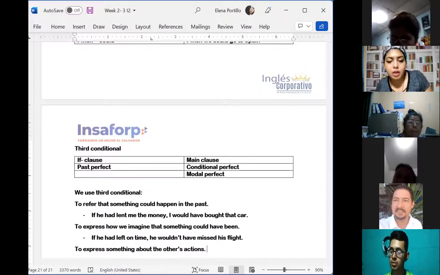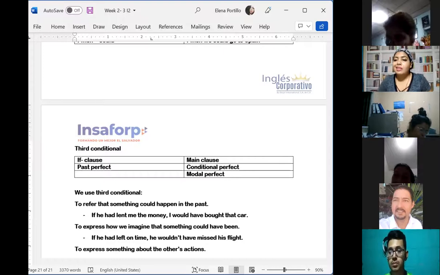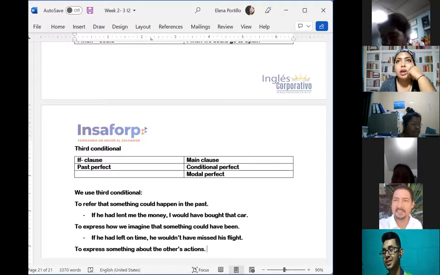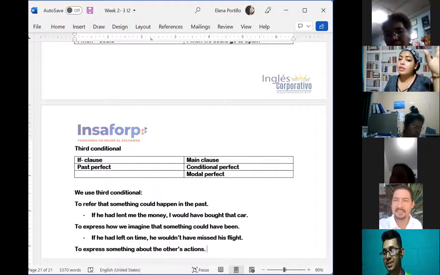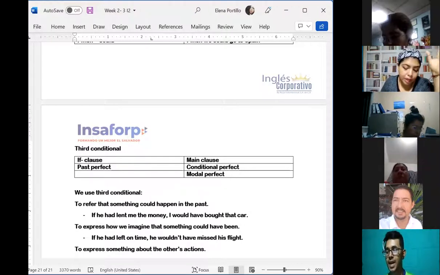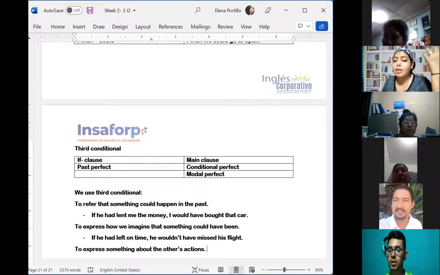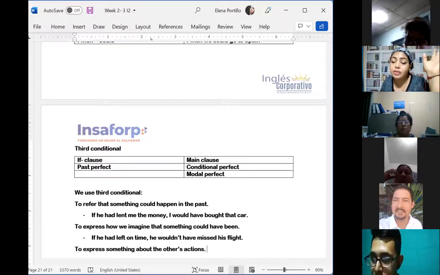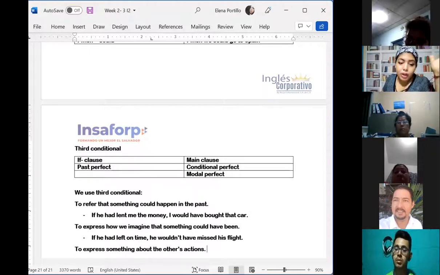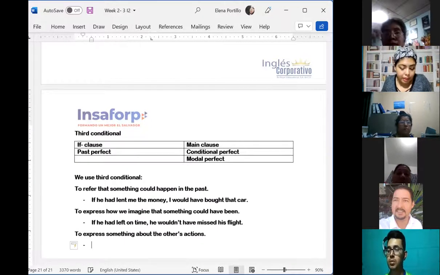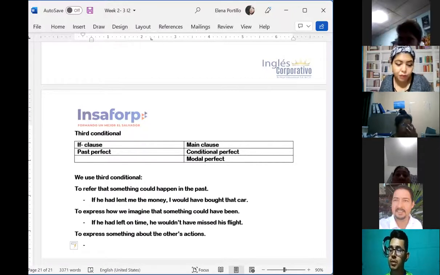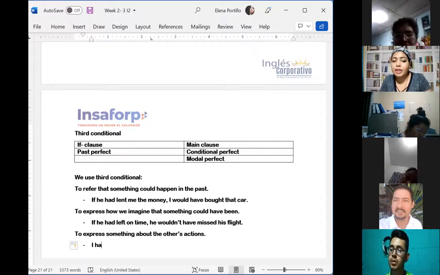To express something about the other's action. In this case, we can use it to say something about the action of someone. And in this case, it can be an expression, or we can give advice, but in this case, we are not giving advice like that. We have the example. In this case, he said, if I had been more careful, it's like a regret, I guess.